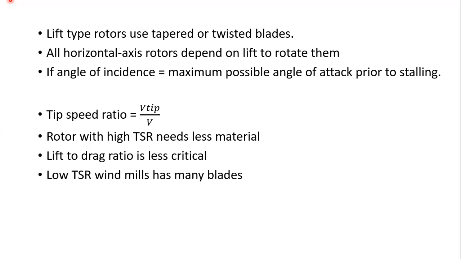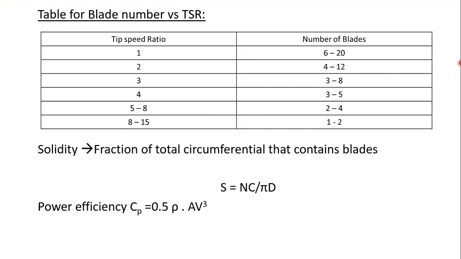As this TSR increases, the number of blades will be decreasing. Tip speed ratio increasing means the number of blades will be decreasing. We can see in this table here, as the tip speed ratio TSR increases, going downwards, the number of blades decreases. For a tip speed ratio of 1, more blades are needed.